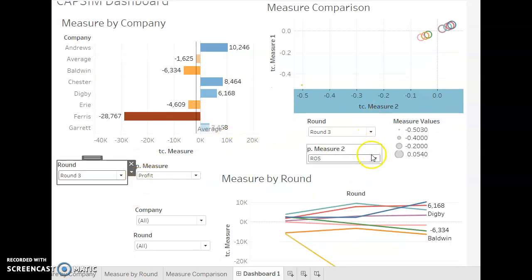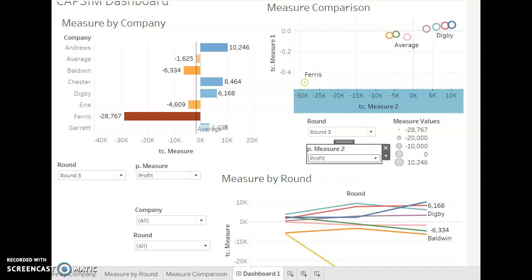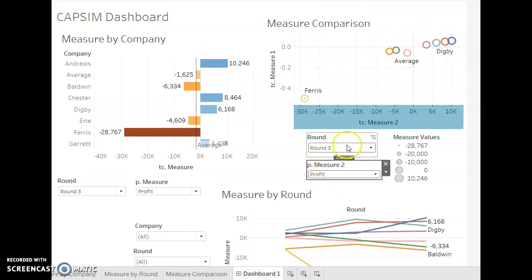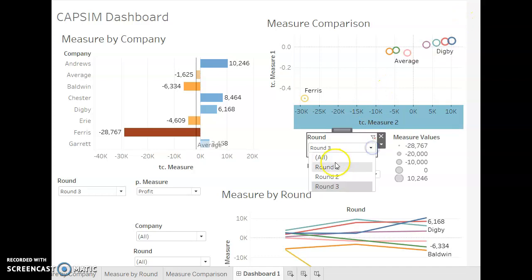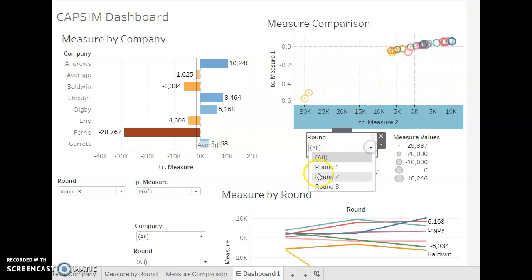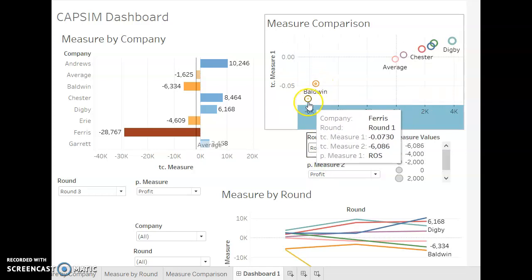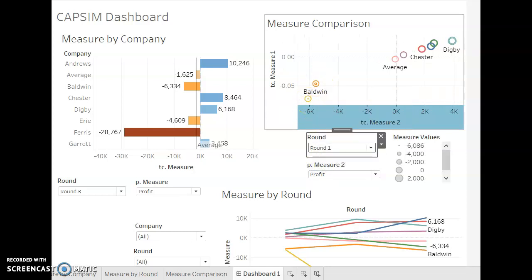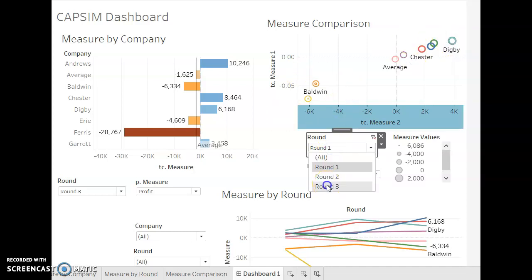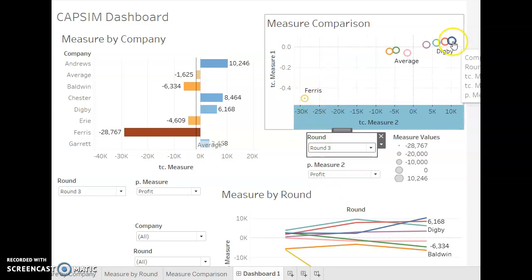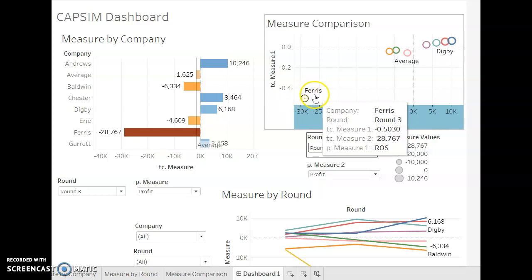You could also see in profit here, it's a little more clear on the scatter plot. If you go to all, then go to round one, Ferris is at the bottom, Digby at top for round one, and by the end of round three, Andrews at the top and Ferris at the bottom, still with Digby in third place. And the average here is a little bit towards the negative side, just because Ferris was the outlier right there.